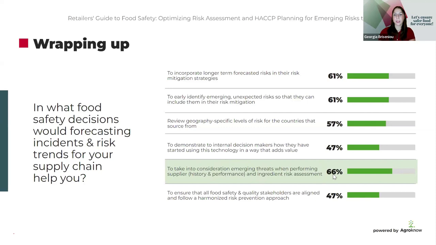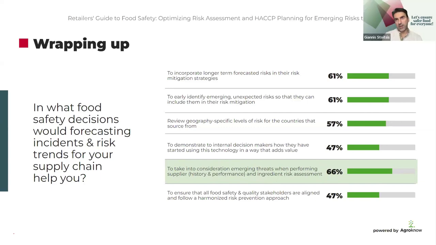Most of you answered, 66% actually, that it would help you to take into consideration emerging threats when performing supplier history and performance and ingredient risk assessment. So most of you lean toward this answer. I think that's very interesting. So what are your thoughts on this one, Giannis?